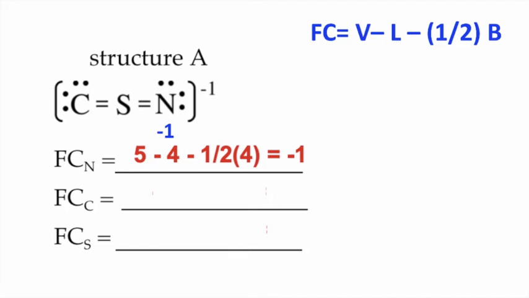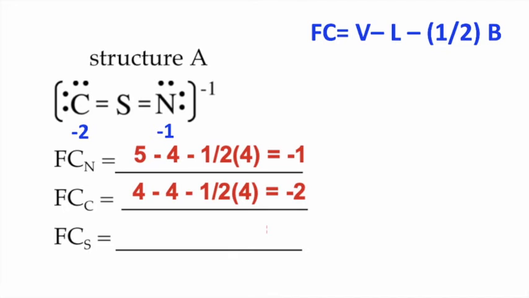Now let's look at the carbon atom. And we know that carbon has 4 valence electrons. We see that we have 4 electrons that are lone pair, and we have 4 electrons that are tied up in that double bond, and we're going to take half that number. And when we add all of these together, we're going to get -2. And we'll put that -2 next to the carbon.